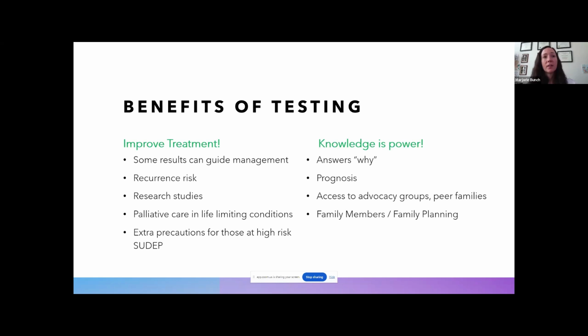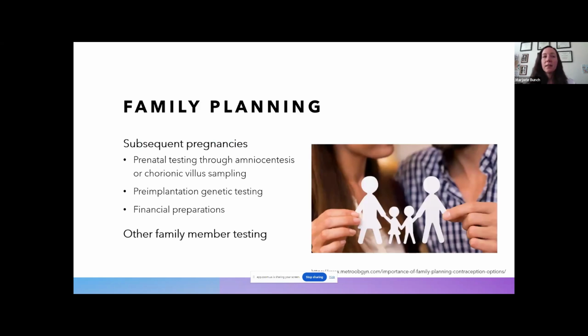And knowledge is power. It answers the why. A lot of us just want to know why. It can help with prognosis. It can give access to advocacy groups, peer families, family members, and family planning. It can all be helpful. A note about family planning, things to think about is subsequent pregnancies. There can be prenatal testing through amniocentesis or chorionic villus sampling early in the pregnancy to look for the genetic mutation.